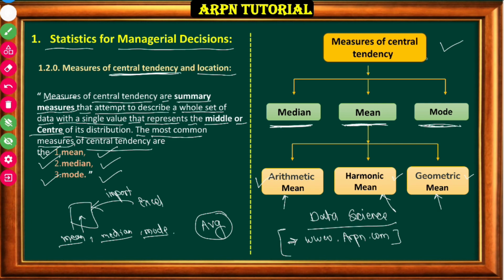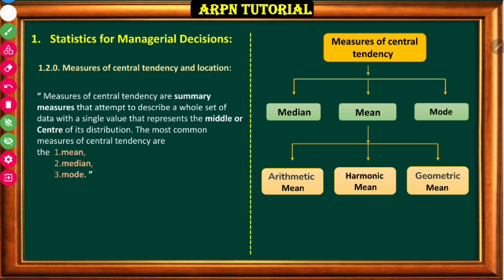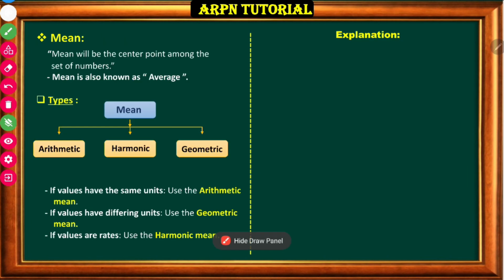So this is the complete structure we have for central tendency, and we are going to discuss all these tendencies. Okay, so now let's get started with the first one. First let's start with the mean, and then we will go to mode and median. Let's get started with the very first one, that is mean.